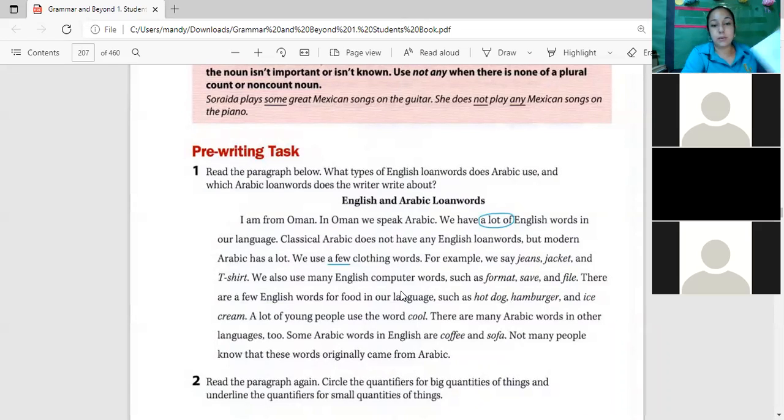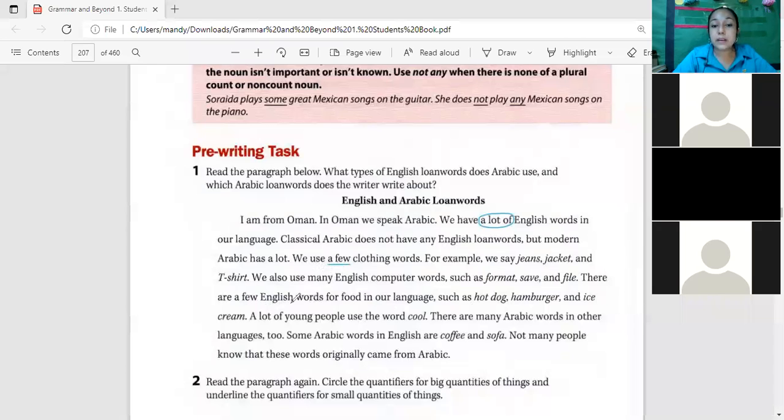In that part, what is the quantifier? Many. Is this for big quantities or small quantities? What do you think? Many. Big quantity or small quantity of something? We also use many English computer words. That means this is a big quantity of something, so we circle.